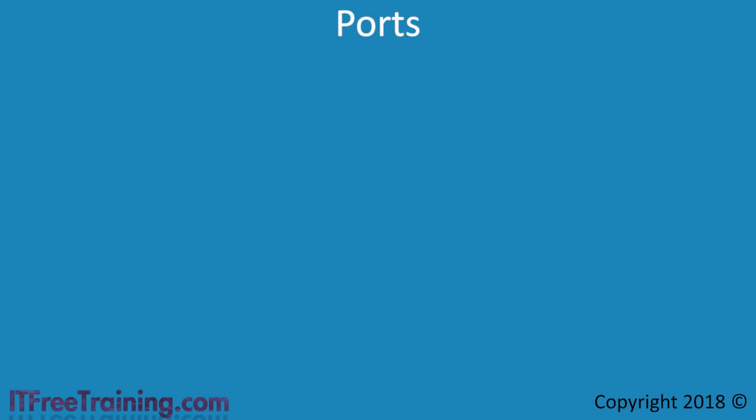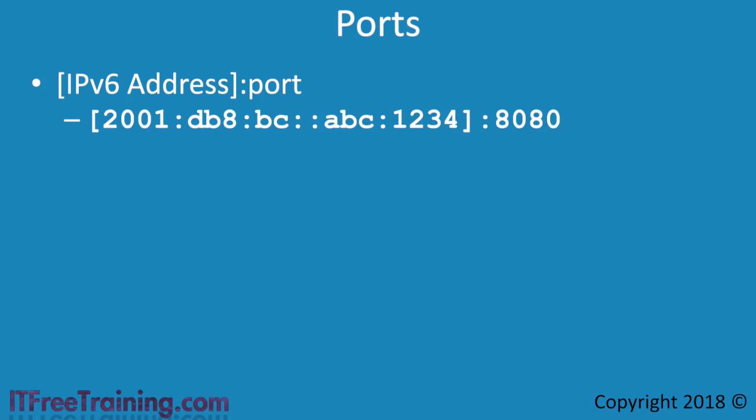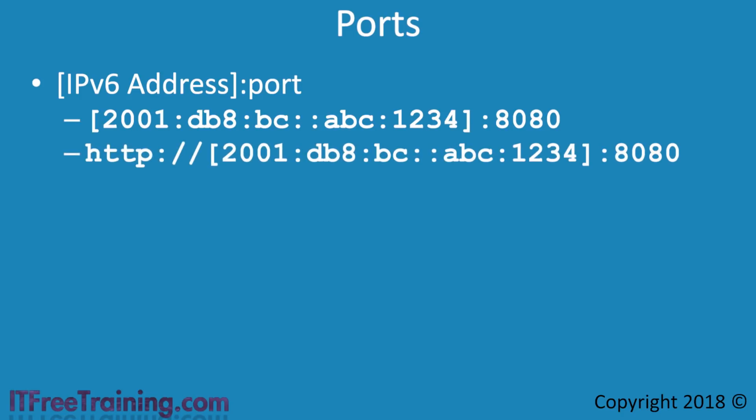The next point I would like to look at is how a port would be added to the IP6 address. To do this, the IP6 address is encased in square brackets, a colon added, followed by the port. If, for example, the address is being used in a troubleshooting command like ping, the following would be used. If, for example, a URL was being used, the same process applies.